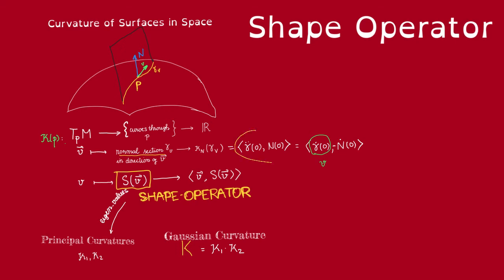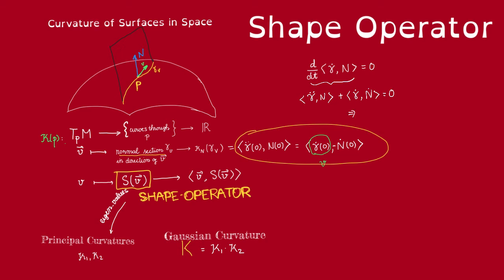Well, this really just comes from the product rule. Observe that the velocity vector field and the normal vector field should be orthogonal to each other, right? So that means that the derivative of their inner product should also be 0. But by product rule, this is just the sum of the following inner products: the inner product of acceleration with the normal vector plus the inner product of velocity with this n dot.